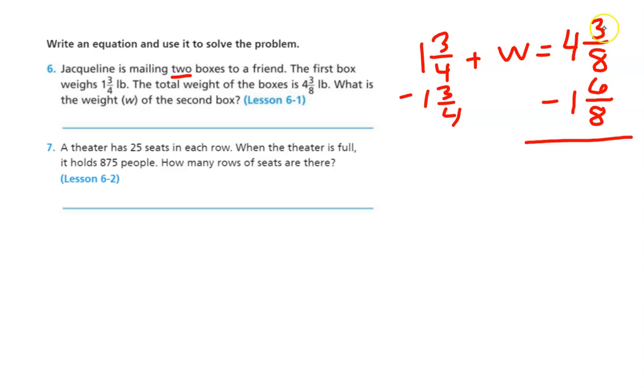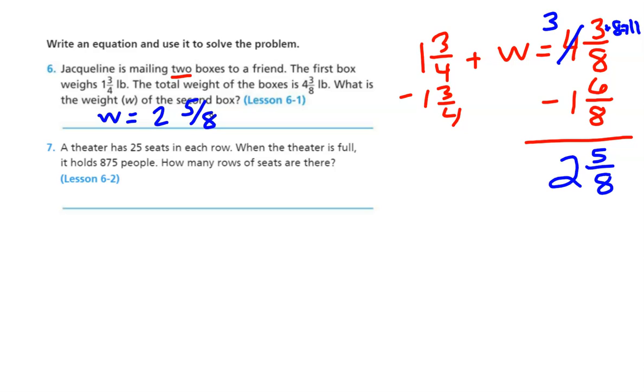I already have my first hiccup. I can't do 3/8 minus 6/8, so I'm going to borrow from my neighbor and make this 11. Ooh, that's supposed to be an equal sign. So 11/8 minus 6/8 is 5/8. And then 3 minus 1 is 2. So that tells me the weight of the second box is 2 5/8. Okay, again, very hard just because they're long. It's word problems. I know they're not the best, okay?